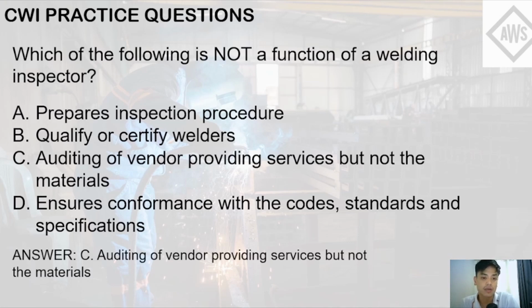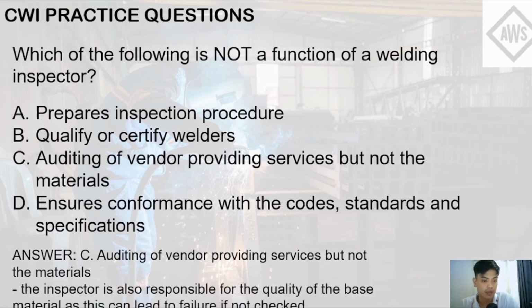So the welding inspector needs to also check the material specification that will be used in welding. Basically the base metal, not just the filler metals and the weld quality itself. It needs to be a holistic approach. The inspector is also responsible for the quality of the base metal, as this can lead to failure if not checked. So basically, if you check the weld but you didn't check the base metal, it will eventually result in a failure.